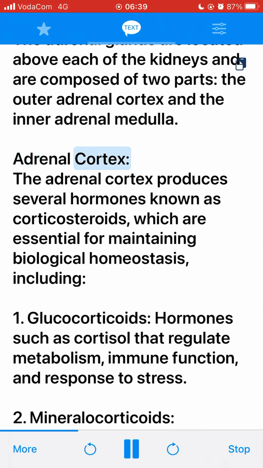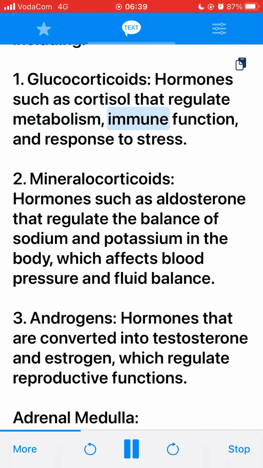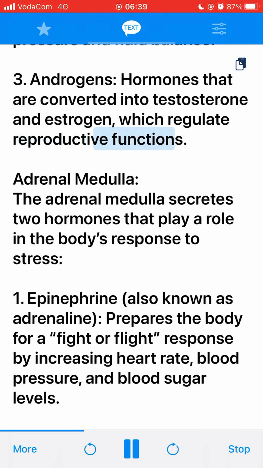Adrenal cortex. The adrenal cortex produces several hormones known as corticosteroids, which are essential for maintaining biological homeostasis, including: 1. Glucocorticoids, hormones such as cortisol that regulate metabolism, immune function, and response to stress. 2. Mineralocorticoids, hormones such as aldosterone that regulate the balance of sodium and potassium in the body, which affects blood pressure and fluid balance. 3. Androgens, hormones that are converted into testosterone and estrogen, which regulate reproductive functions.